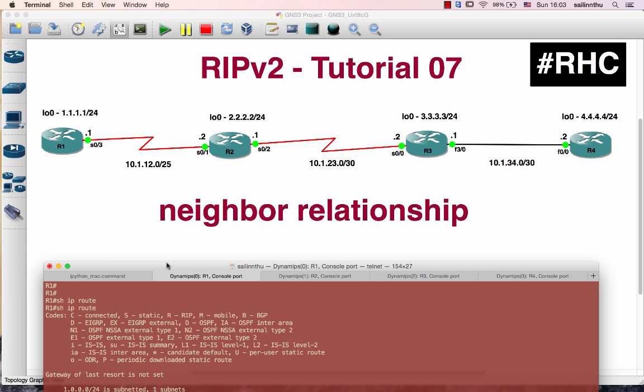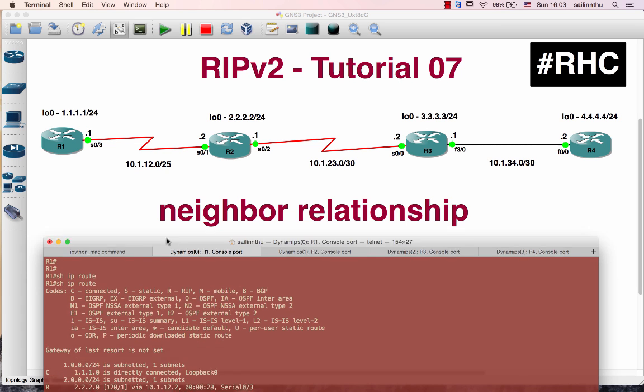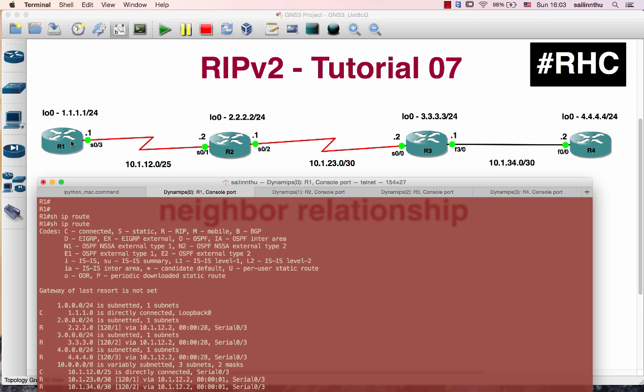Neighbors. Right? Okay. Router 1 is a neighbor of router 2. Router 2 is a neighbor of router 1 and router 3. Router 3 is a neighbor of 2 and 4. Router 4 is a neighbor of router 3. Hello. Between router 1 and 2, the neighbor relationship, we will look at it with the previous topology.